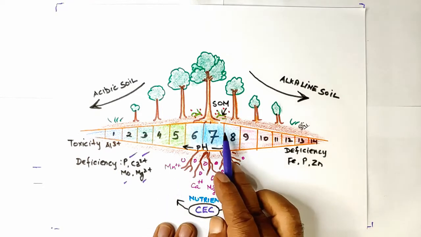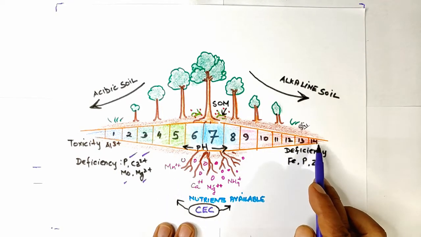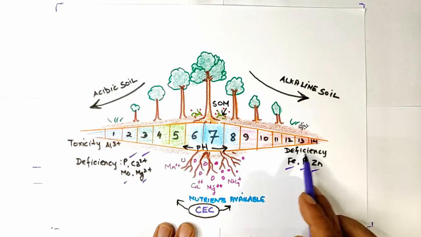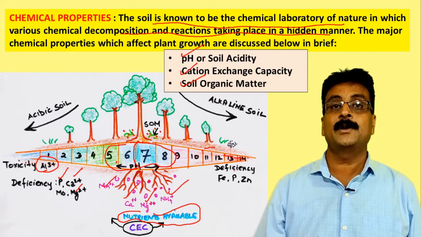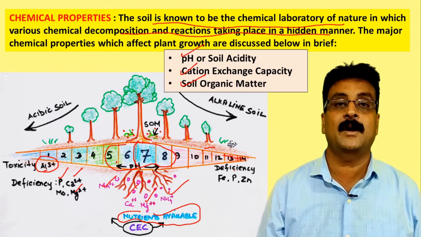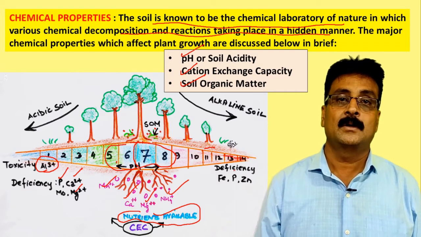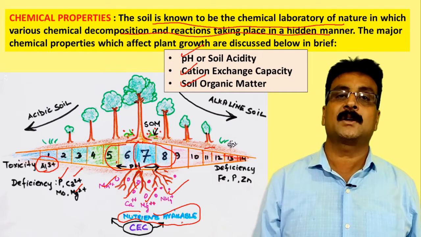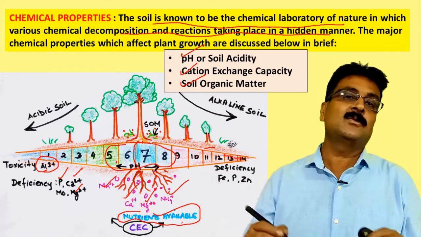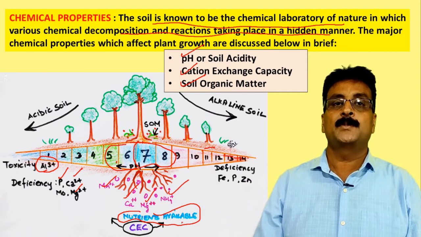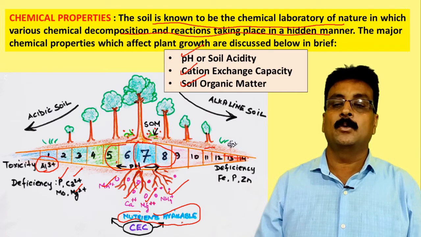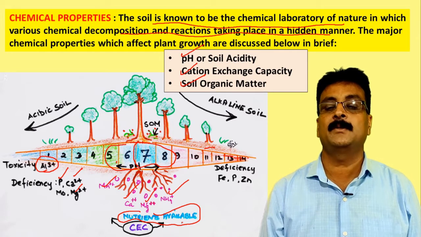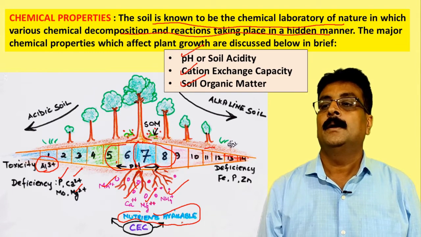And when the pH goes high to 12, 13, 14, deficiency of iron, phosphorus and zinc happens. So we should identify the forest tree species which could survive if we have high pH, more salts, or more acid. Very few species will be there on the extreme sides. Only the species which we can grow in maximum and which can give better results will be those with pH between 5 and 8.